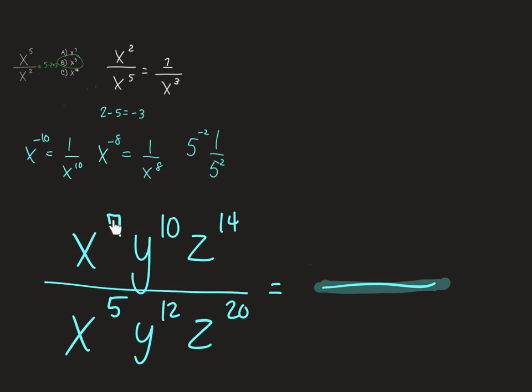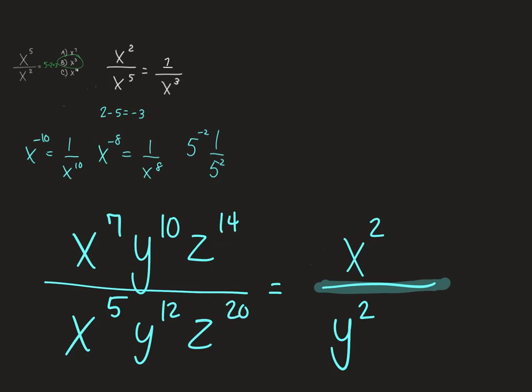The bigger guy is in the top. So when I subtract and get a 2, he lives on the top. When I subtract and get a 2, 12 minus 10 is a 2. Since I started at the bottom, the bigger guy's in the bottom, the answer is going to stay in the bottom. 14 and 20.